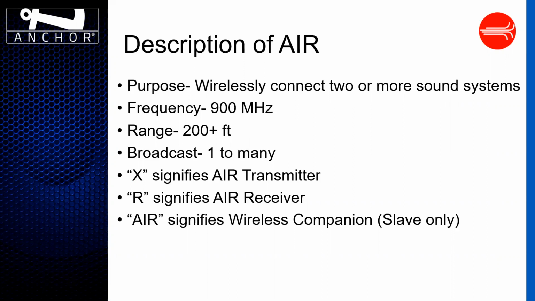For part numbers to be familiar with, the X signifies an AIR transmitter, the R signifies an AIR receiver, and the AIR signifies a wireless companion, which is slave only. A very common thing that people get confused is the R and the AIR. If you want a more detailed answer, I can answer it later, but the short answer is the R is a standalone unit that can be used with other units or by itself, whereas the AIR is a slave, so it has to be used with another unit and cannot be used by itself. But it comes at a lower price point, so it is very appealing for a lot of people.